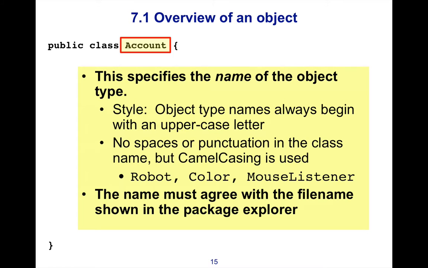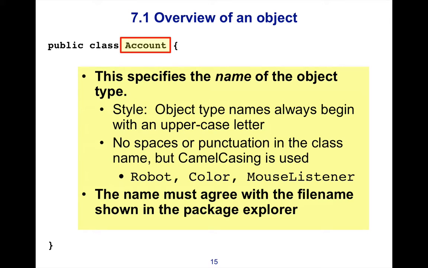That's just punctuation and form for defining object classes. There are no spaces or punctuation in the class name, but you're welcome to use camel casing. So for example, mouse listener might have a capital M and a capital L. And this name has to agree with the file name that you see in your development environment. In Java, the name of a type of a class, like account, is held inside a file called account.java. Now, the development environment we use manages all that automatically, but I'll point that out here just in case.